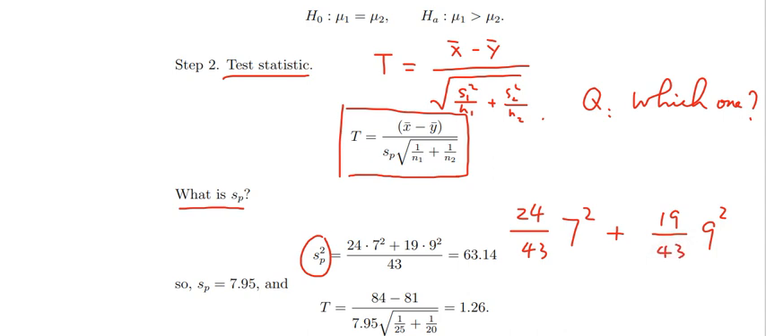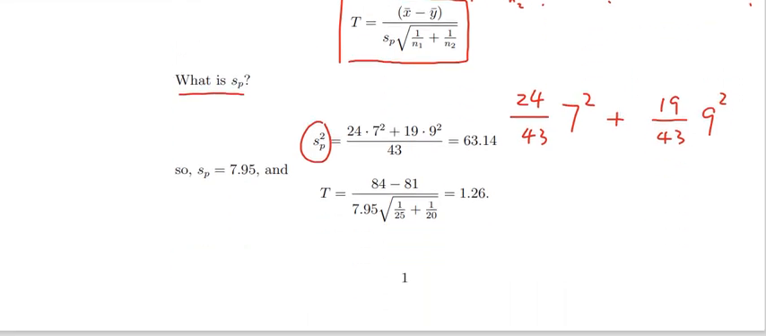So we can also write it as 24 times 7 squared plus 19 times 9 squared, divided by 43. So we get this number. This is the pooled variance, and then taking the square root gives the pooled standard deviation. Pooled means put together, right? So we just put it together. Then we find that t equals this number.